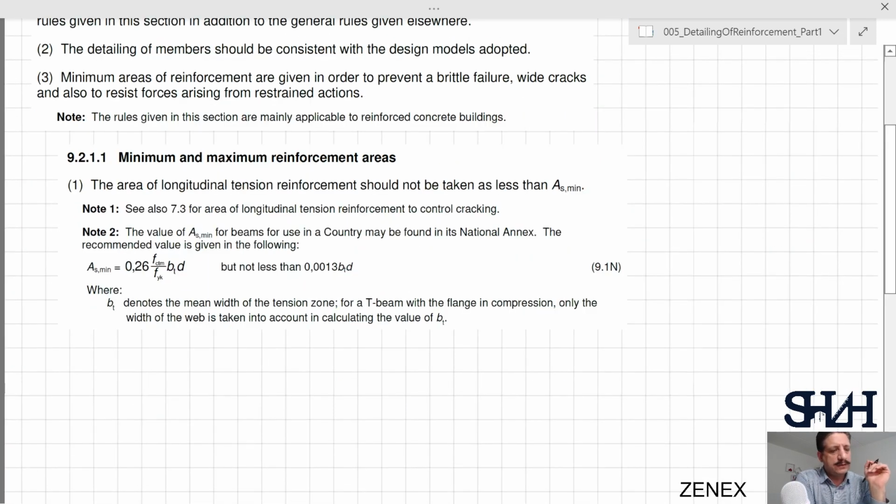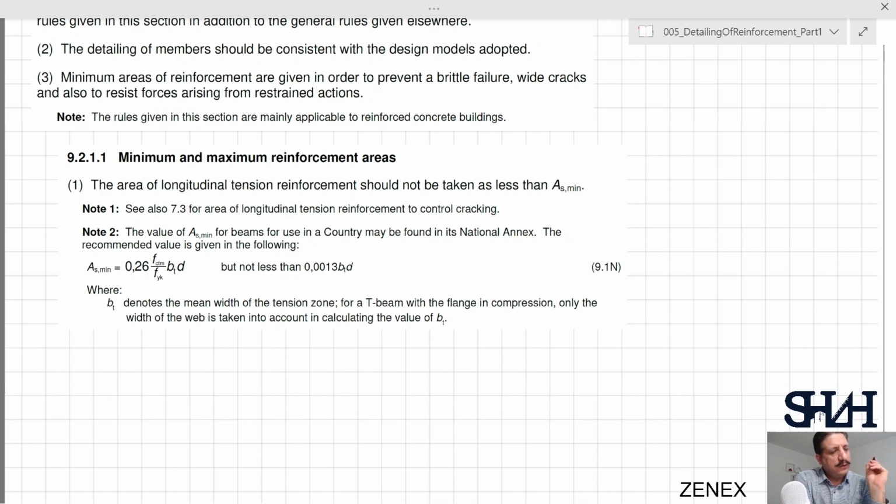9.2.1.1, minimum and maximum reinforcement areas. The area of longitudinal tension reinforcement should not be taken as less than As,min. See also 7.3 for area of longitudinal tension reinforcement to control cracking. So for cracks also we need to design. The crack calculation video will come later.